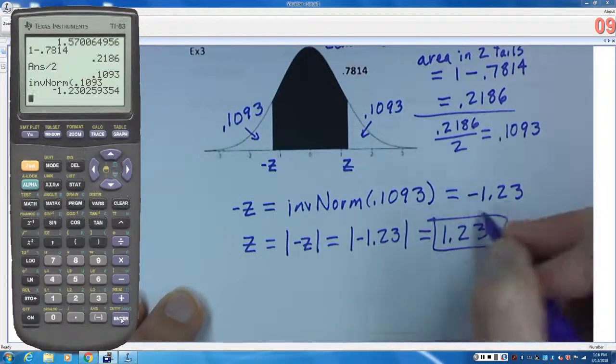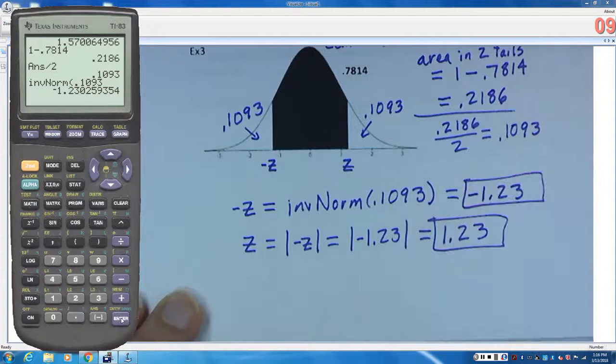So we get 2 z-scores. The central area between those 2 z-scores is 0.7814. Any questions on that? You have to do that on your homework. Okay, does that make sense?